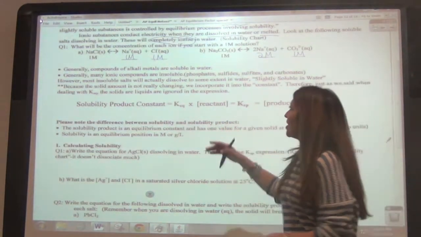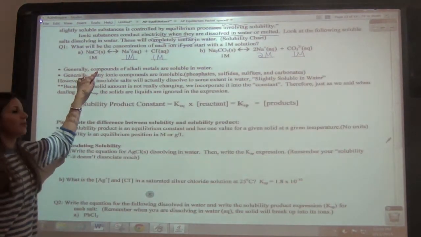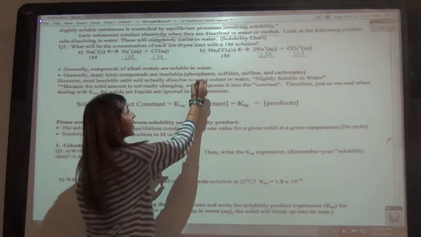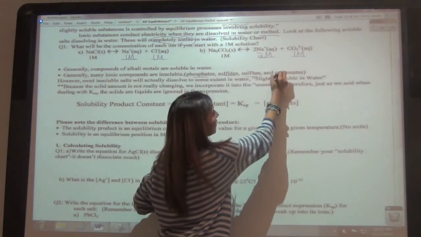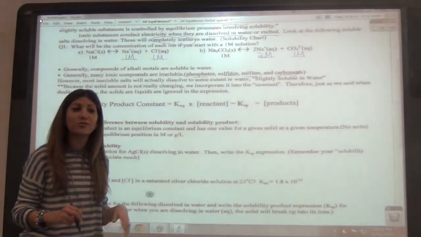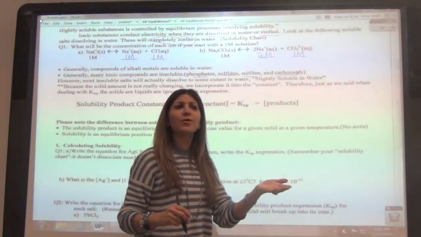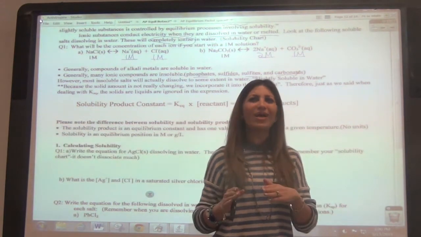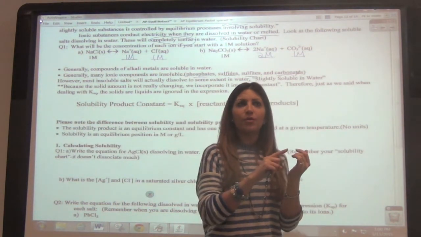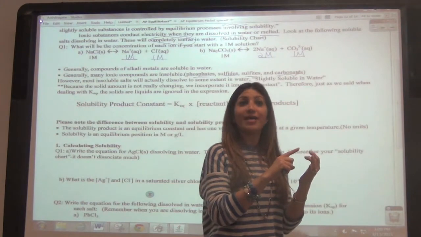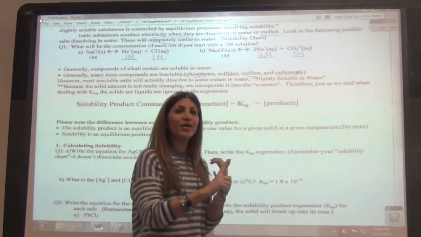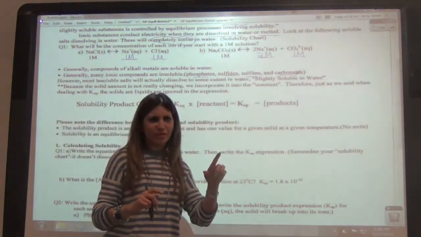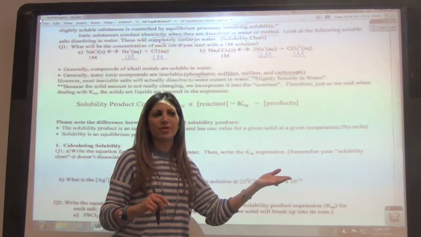Okay, so generally compounds of alkali metals are soluble in water. We know that. Generally, many ionic compounds are insoluble, like the phosphates, like the sulfides, like the sulfites, like the carbonates. Chromates were also on our chart. Hydroxides, do you remember what the strong bases were? We said that hydroxides are all insoluble except for, do you remember? 1As and 2As. Not all the 2As. Ca, Sr, Ba. Very good. 1As and Ca, Sr, Ba. So the sulfides were the 1As and the 2As. And ammonium was thrown into there.